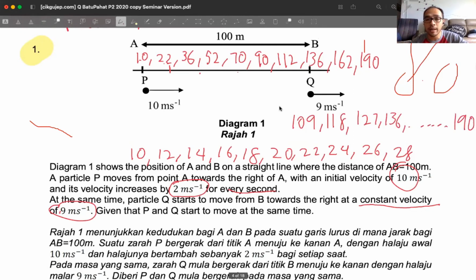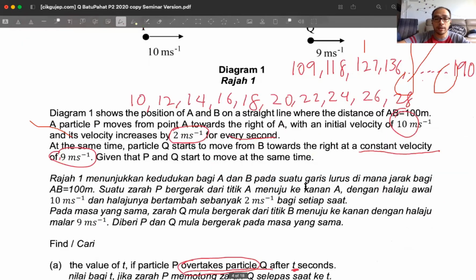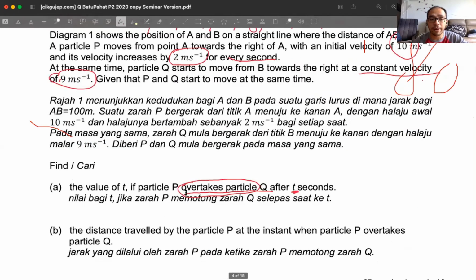Okay, and you'll find that both P and Q will reach 190 at the 10th second. Therefore, the value of T, if particle P overtakes particle Q after T seconds, will be T equals 10 seconds.